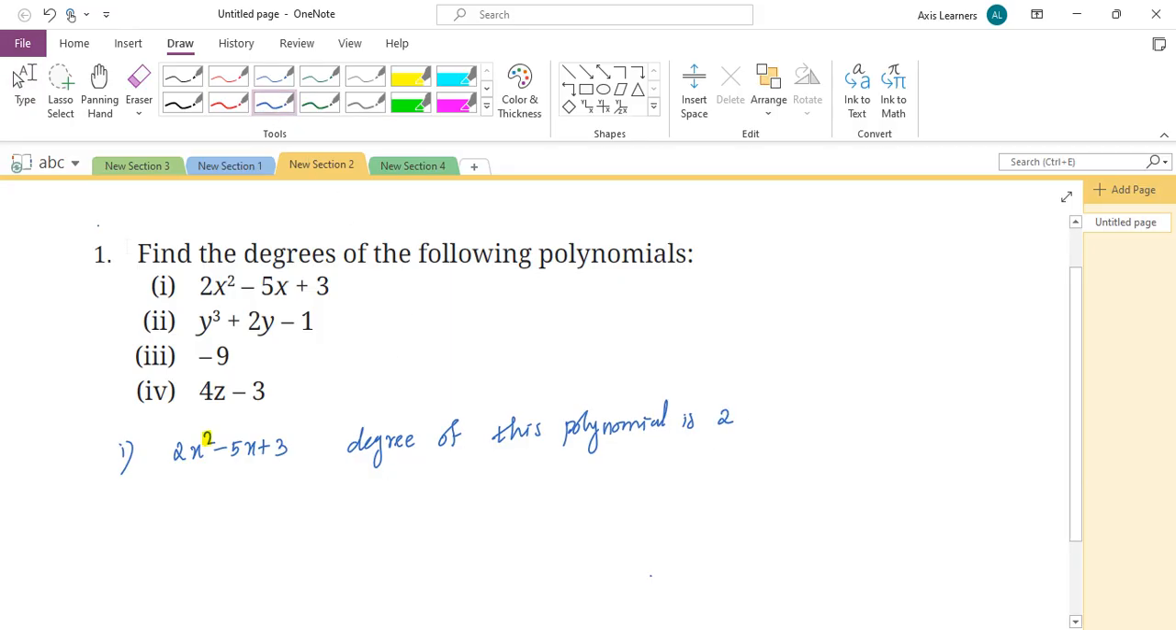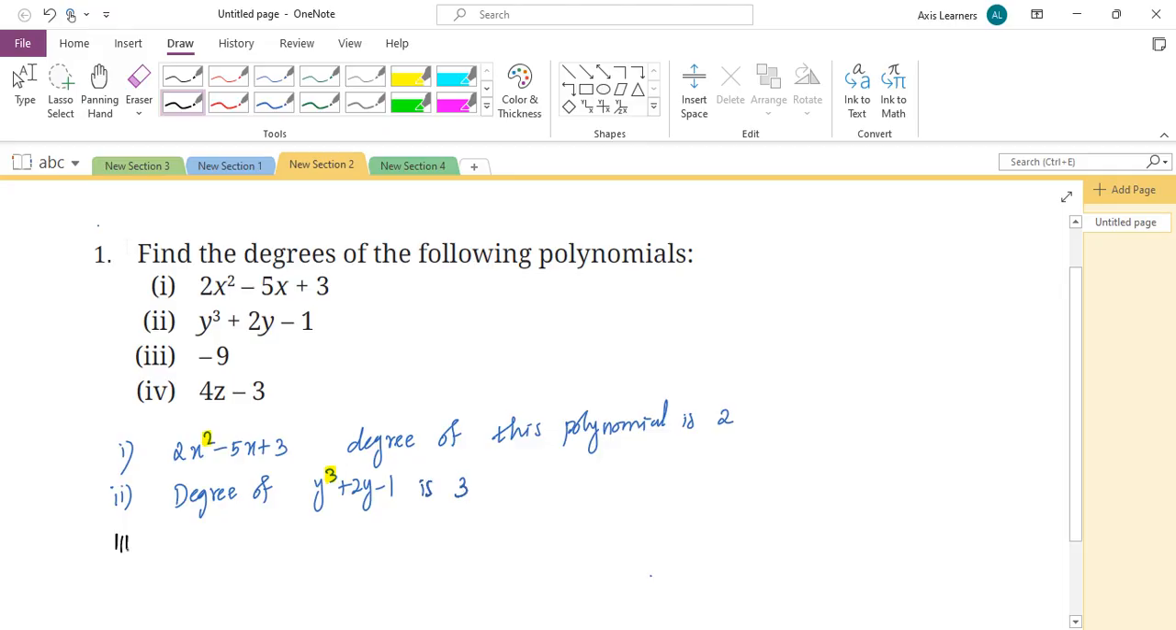Next question, y cube plus 2y minus 1. Second subdivision, degree of y cube plus 2y minus 1. See, this is in variable y and its highest degree is 3. So what is the degree? Degree of y cube plus 2y minus 1 is 3. Okay. Look at the next one.